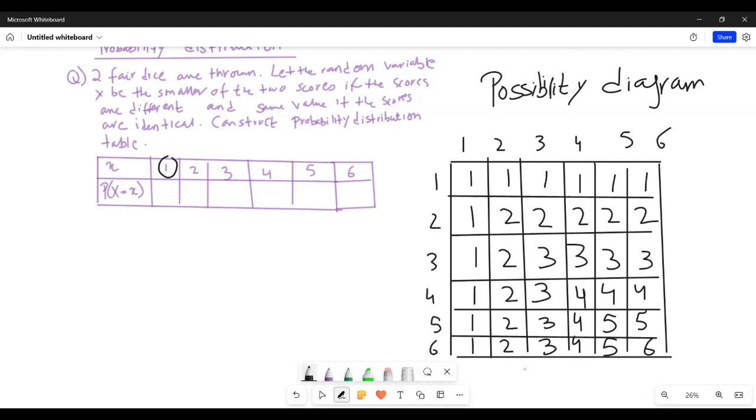Now we have so many ones here: 1, 2, 3, 4, 5, 6, 7, 8, 9, 10, 11. So there are 11 ones, and there are a total of, count these, 36 outcomes. So the probability of getting a 1 is now very clear. It's 11 over 36.